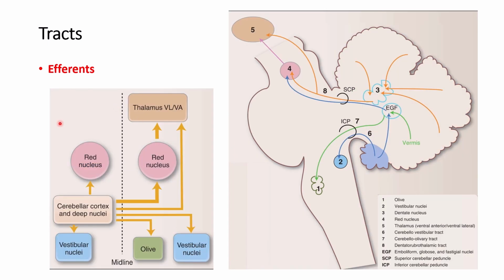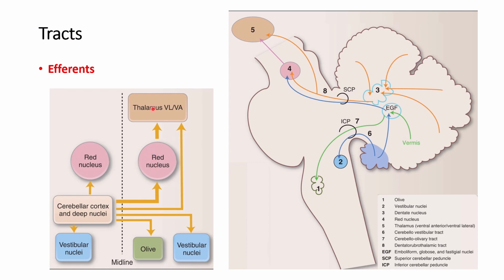The efferent fibers, some of them are staying on the same side, some of them are crossing. So this is the cerebellar cortex and the nuclei. Some of them are bilateral, some of them are crossing. So this one is in the red nucleus, so that goes to the midbrain. So on the same side also crosses the midline.